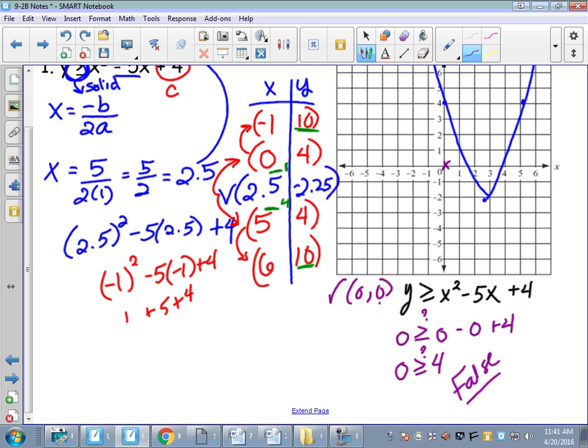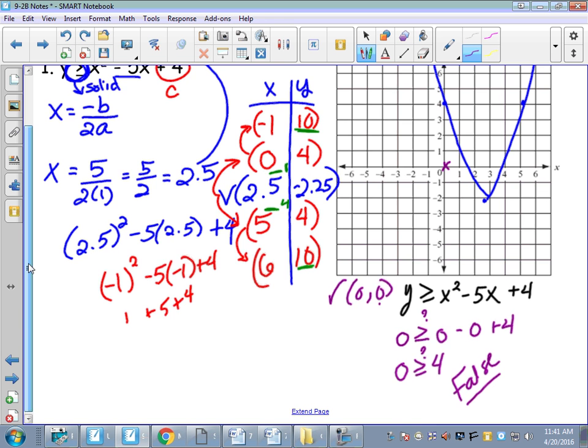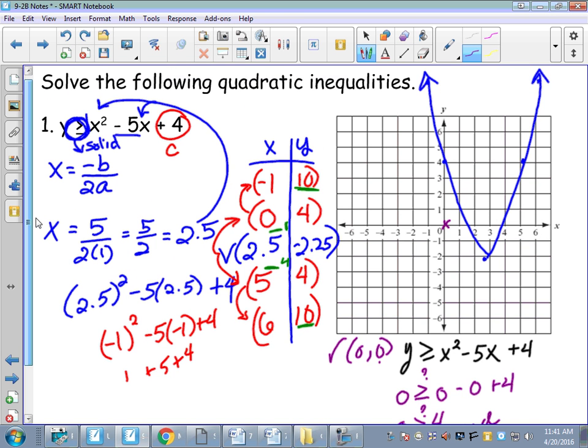If 0 is not greater than 4, that means solutions are inside the parabola. And so I'm going to shade inside the parabola.